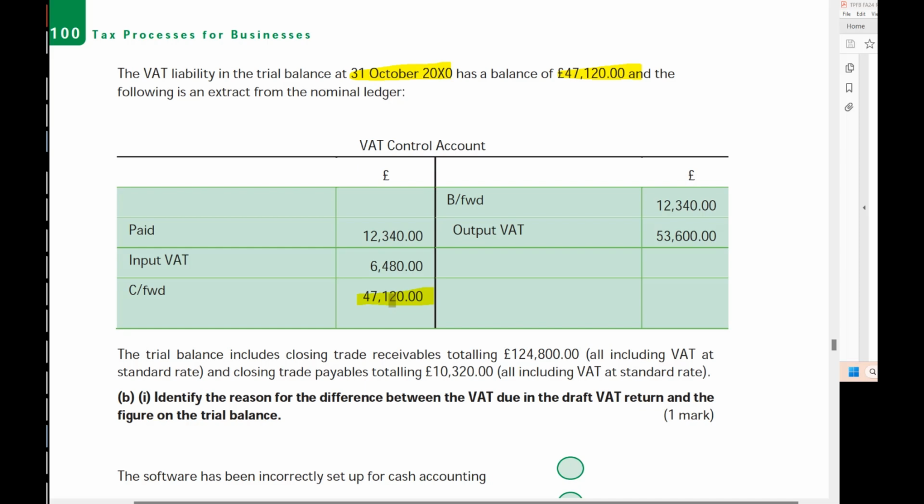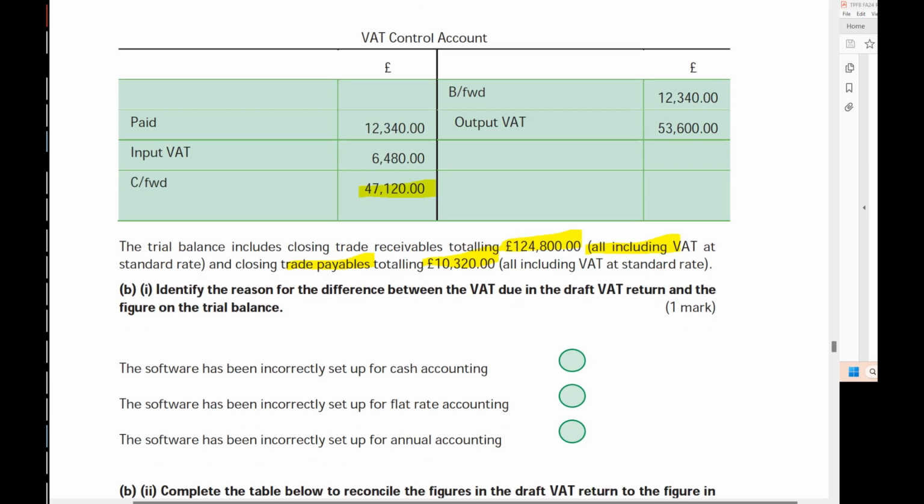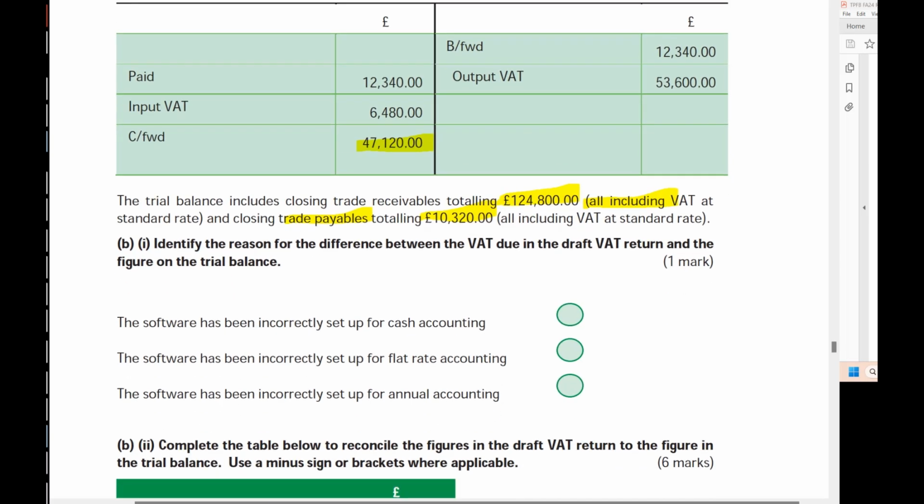It goes on to say the trial balance includes closing receivables of 124,800, all including VAT, and it includes closing trade payables of 10,320, all including VAT. Identify the reason for the difference between the VAT due in the draft VAT return and the figure on the trial balance. So what could have happened here? What has gone wrong?